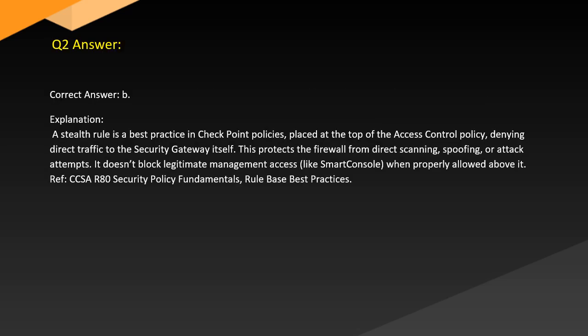Answer. Correct answer: B. Explanation. A stealth rule is a best practice in Check Point policies, placed at the top of the access control policy, denying direct traffic to the security gateway itself. This protects the firewall from direct scanning, spoofing, or attack attempts. It doesn't block legitimate management access like SmartConsole when properly allowed above it. Ref: R80 Security Policy Fundamentals, rule-based best practices.